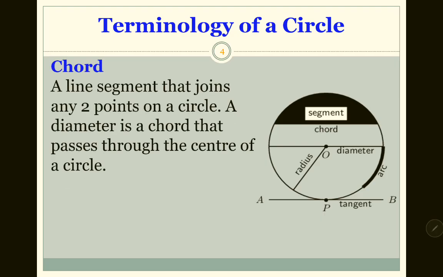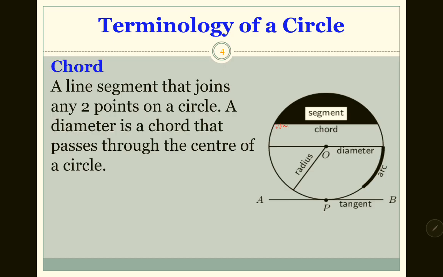So a chord is a line segment that joins any 2 points on a circle, right? A chord is a line that joins any 2 points on a circle. However, a diameter is a chord that passes through the center of a circle. So what does this mean?